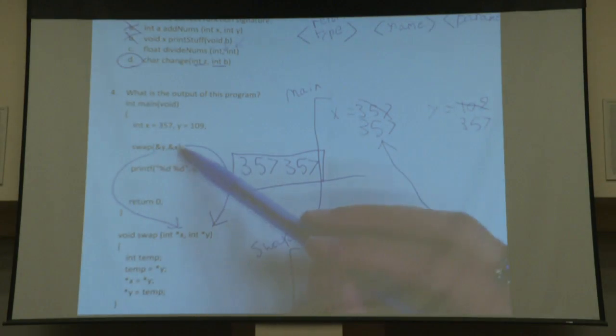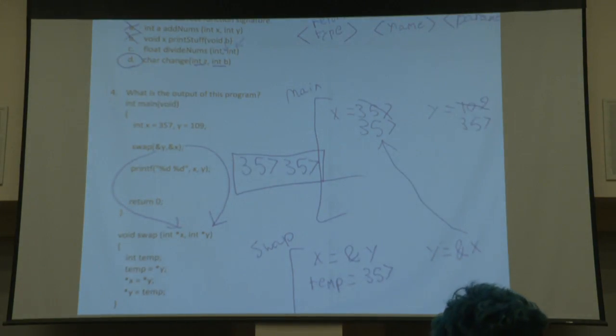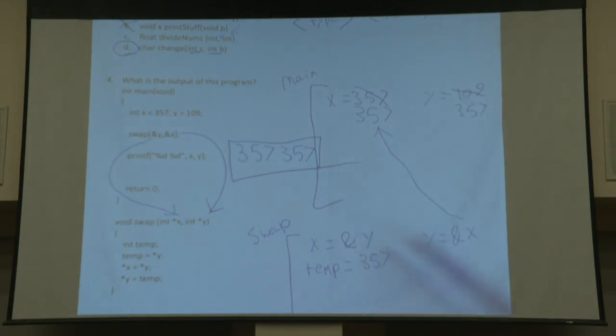So we pass in these addresses, right? So now x and y, which are integer pointers, hold the addresses of x and y in main, but it's switched around for the sake of confusion. So x is equal to the address of y, and y is equal to the address of x. We say temp is equal to dereferenced y, which is the address of x. So go to the address of x, get that value. Temp is now equal to that value, 357.